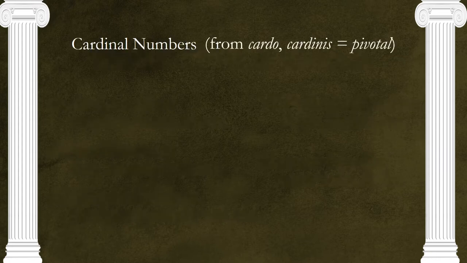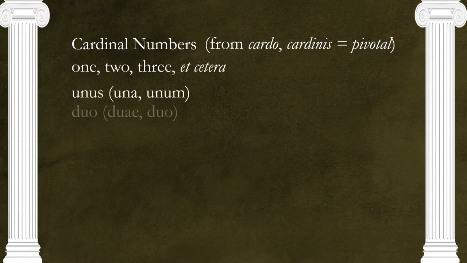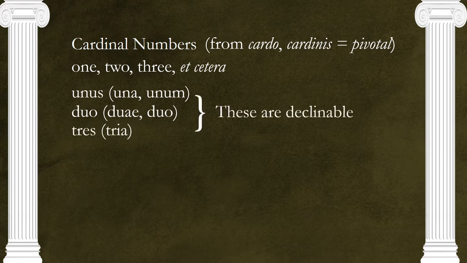And we looked at the cardinals. Remember, cardo means pivotal. It also means a hinge or something that's important. And we'll get unus, duo, and tres. And these are the only ones of the basic numbers that are declinable. That means they'll have different inflected endings for the genitive, for the ablative, and so on.